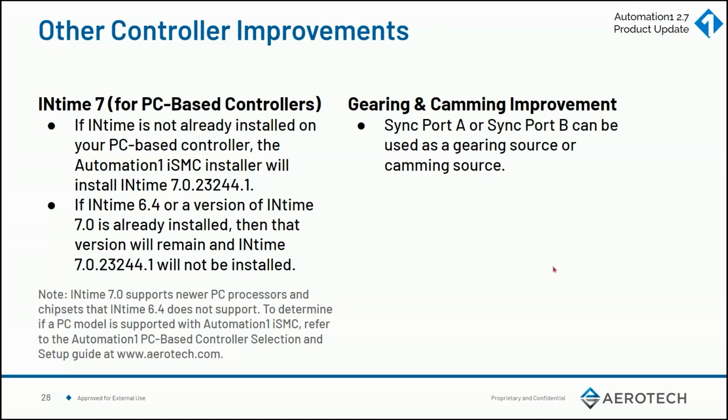It's important to note that InTime 7.0 supports newer PC processors and chipsets that InTime 6.4 does not support. You can go to our PC-based controller selection guide, underneath our help files at aerotech.com, and learn more about PC selection and what you need for Automation1. In the controller, we also added gearing and camming improvements to allow your sync ports A or B to be used as your gearing source or your camming source.